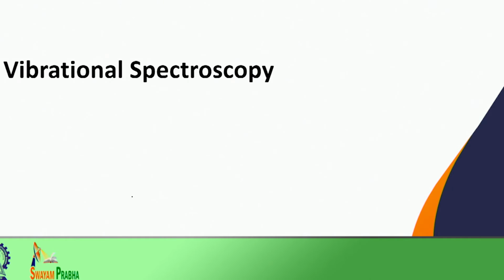Hello students, welcome to this lecture. In this lecture, we are going to discuss one particular spectroscopic method, that is vibrational spectroscopy. We know that when a molecule has n number of atoms, to define this molecule exactly, we need 3n number of coordinates, because for each atom in this molecule we need 3 coordinates. So, for n atoms we require 3n number of coordinates.